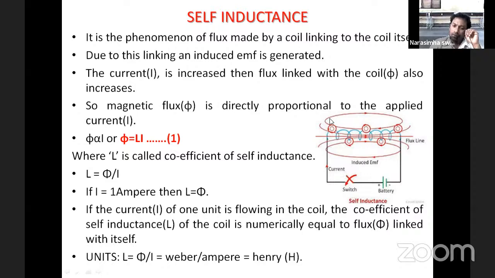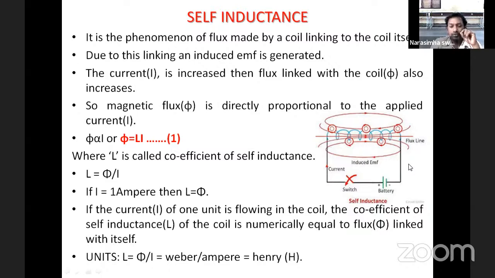Then the amount of magnetic field generated in the coil also changes. Then what happens? We know that whenever there is a change in magnetic flux, induced current and induced EMF will be generated inside the coil itself. So both phenomena are happening in a single coil.